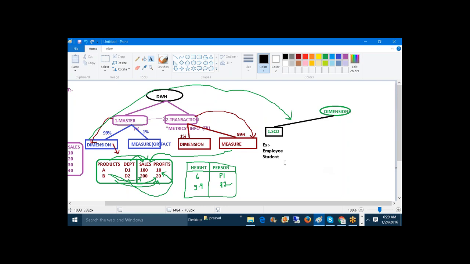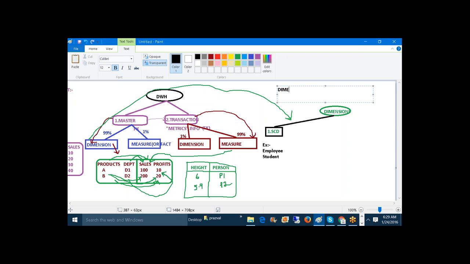Here we're talking about the data or information in the SCD dimension. So what type of data does the dimension contain? The dimension or master always contains textual or alphanumeric data, and along with the textual data they will store the primary keys to define the relationship with the measure. So the dimension always contains textual data plus primary keys. It is a property of the dimension.